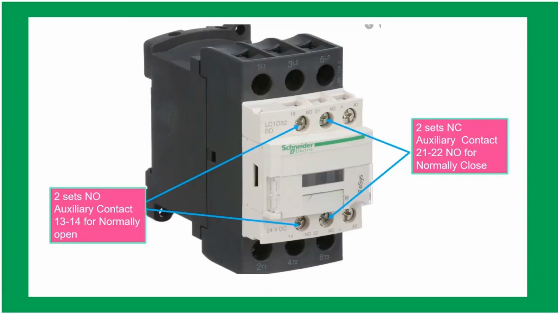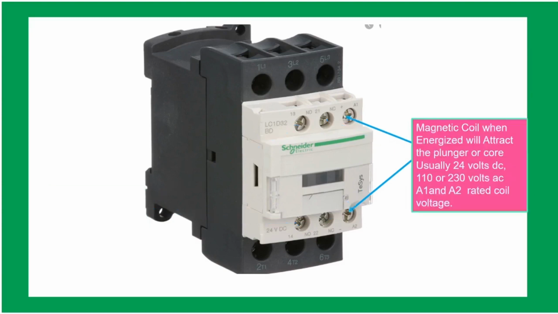A contactor has two sets of auxiliary contacts. NO stands for normally open, and it will close when the switch is activated. NC stands for normally closed, and it opens when the switch is activated. A magnetic coil, when energized, will attract the moving core of the contactor, and the voltage of the magnetic coil is usually 24 volts DC, 110 volts AC, or 230 volts AC.